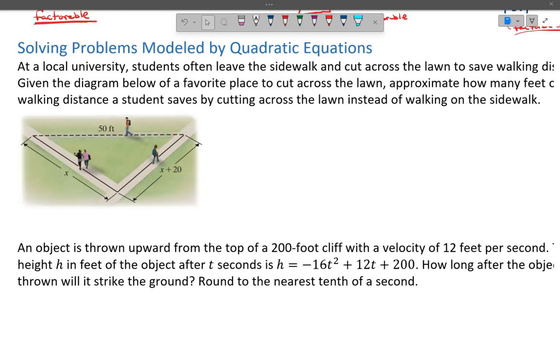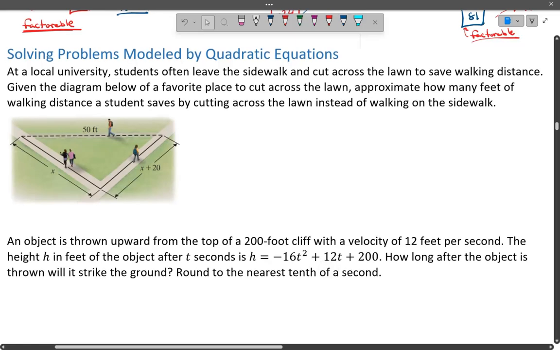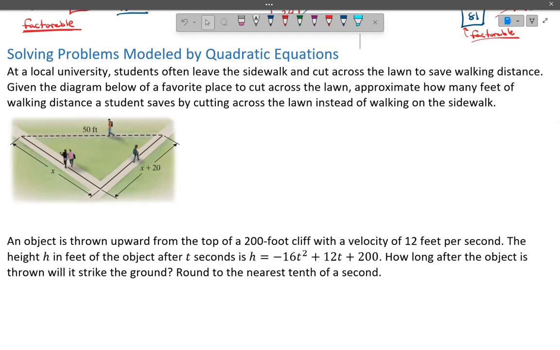Let's finish up with a few quick modeling problems. So here we have a diagram. Take a moment to read the scenario. Pause if you need to. Now the diagram that's provided helps us to determine what it is that we need to solve.